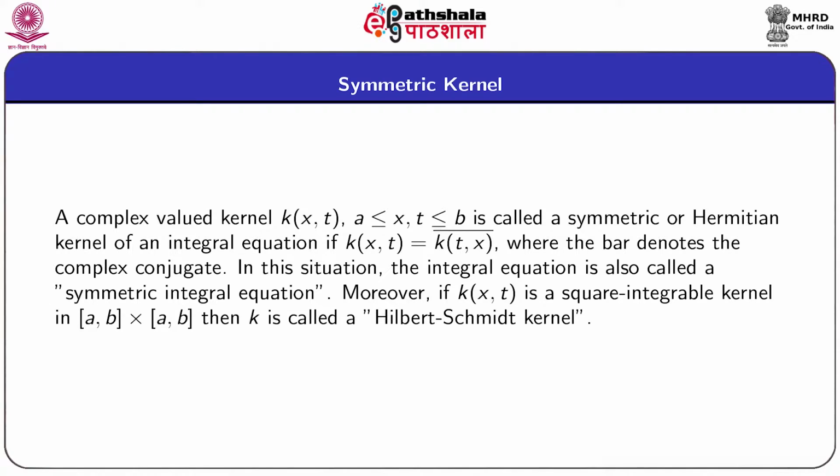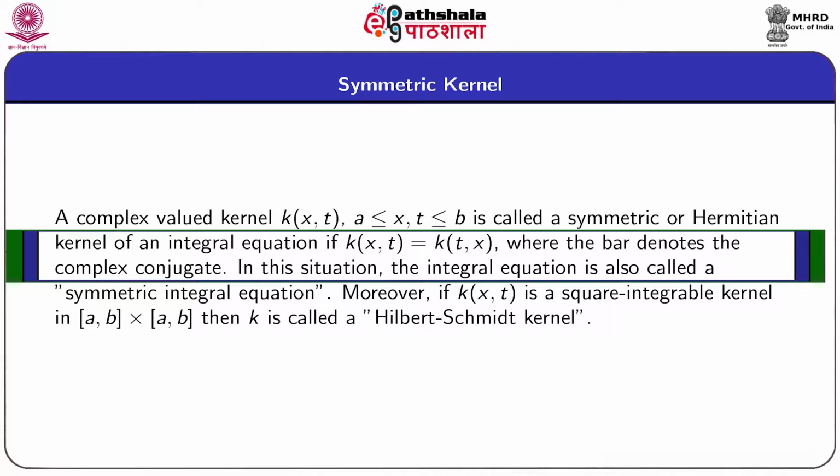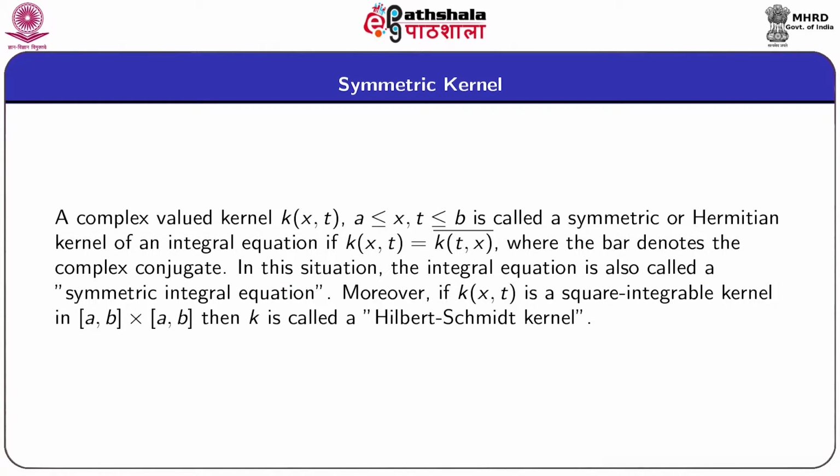Now what is called a symmetric or Hermitian kernel? This we have discussed in previous modules. Now we give the proper definition. A complex valued kernel K(x,t) where x and t lies in the closed interval [a,b] is called a symmetric or Hermitian kernel of an integral equation if K(x,t) is equal to K bar (t,x), where this bar denotes the complex conjugate. In this situation, the integral equation is also called a symmetric integral equation.